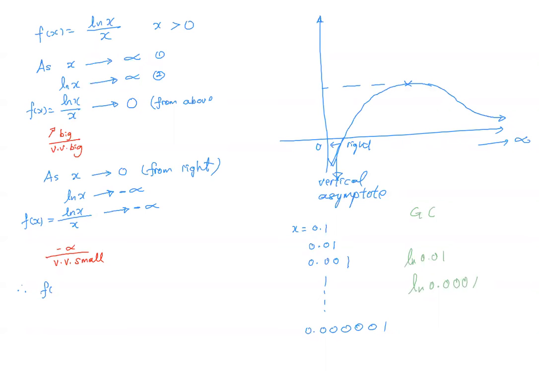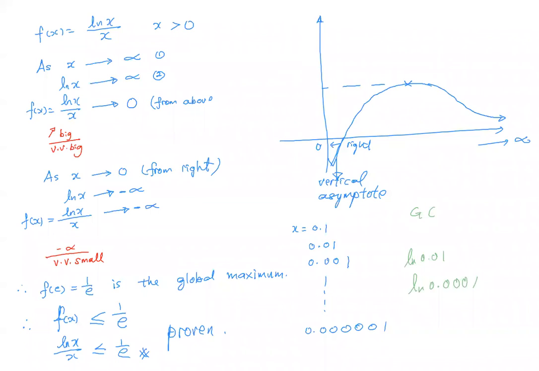f(e) equal to 1 over e is the global maximum. Okay, I prove. So therefore, my f(x) is always less than or equal to 1 over e. So therefore, ln x over x is less than or equal to 1 over e. Done. Proven.